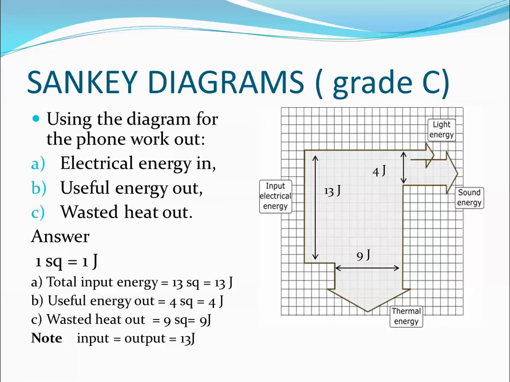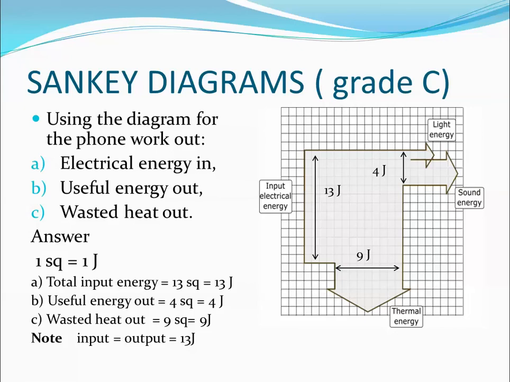joules of energy out. As we said before, there's the principle of conservation of energy, so the total energy should be the same for both inputs and outputs, and so therefore there should never be any difference between the two. So 13 joules in, 13 joules out, a useful check to make sure you've done everything correctly.